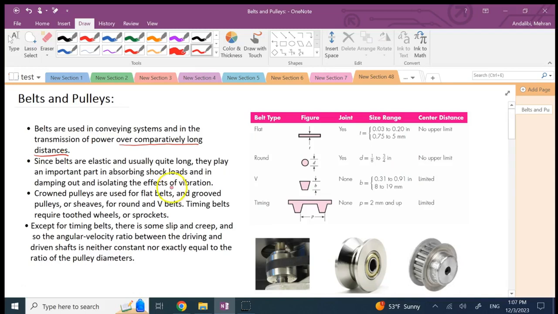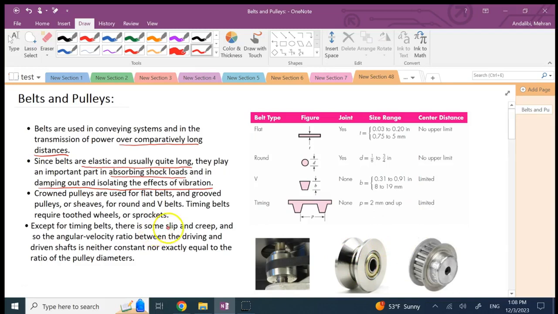The other advantage of belts and pulleys is that since they are elastic and typically used over long distances, they help with absorbing shocks and damping out vibrations, okay? So if there are vibrations in one of the shafts or pulleys, since they are elastic and over a long distance, the driven pulley is not going to be affected so much by the vibrations in the driver pulley or vice versa.